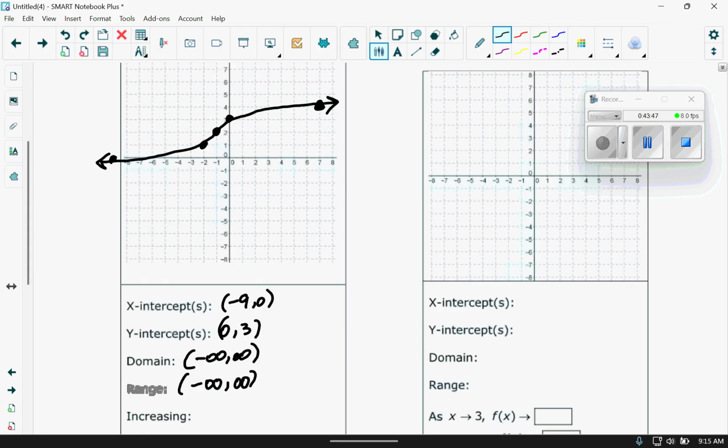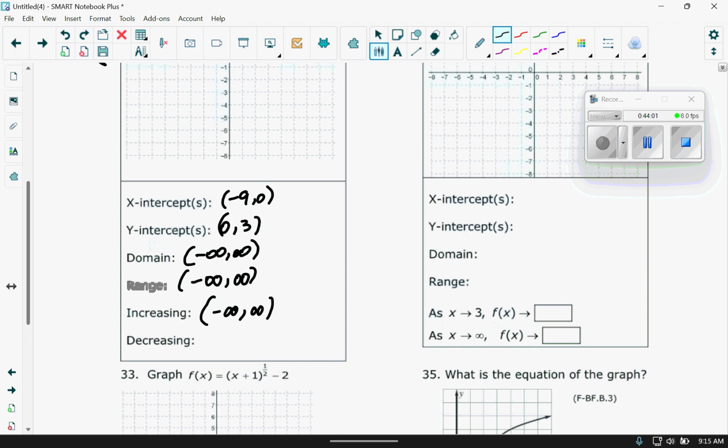And then for the increasing segment, if you were to think of this graph as a roller coaster, it never stops going up, so it's only going up. So the increasing segment is from -infinity to infinity. If it's always going up, that means it's never going down. So the decreasing segment would just be none.